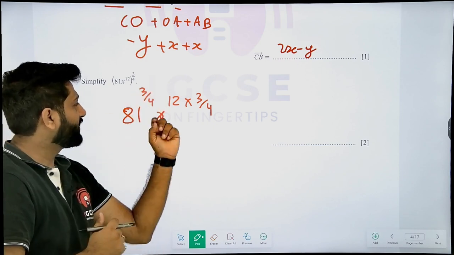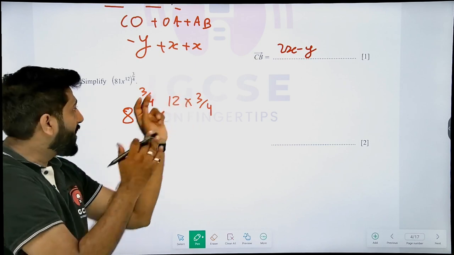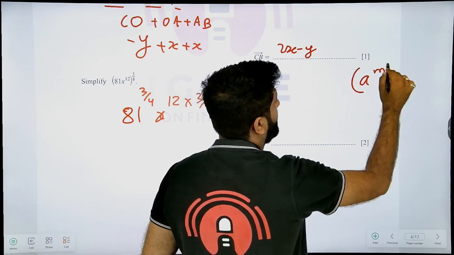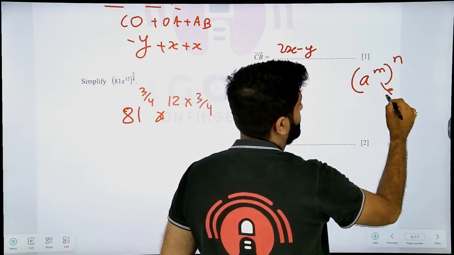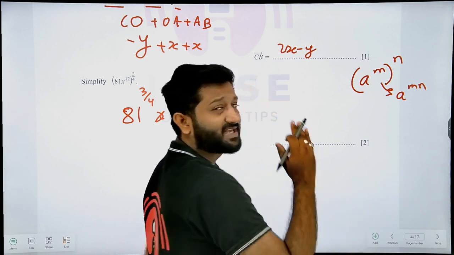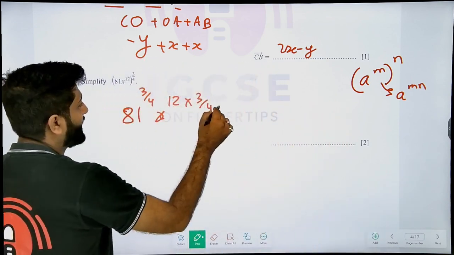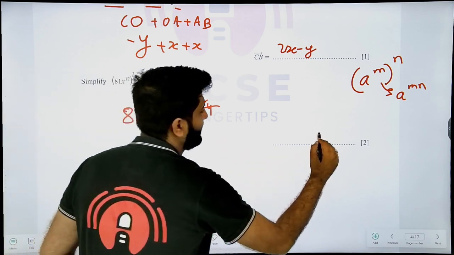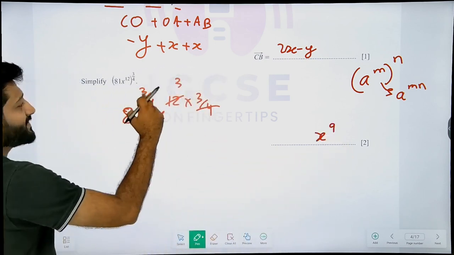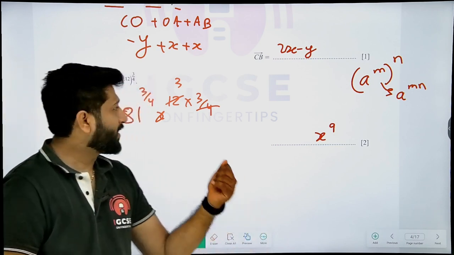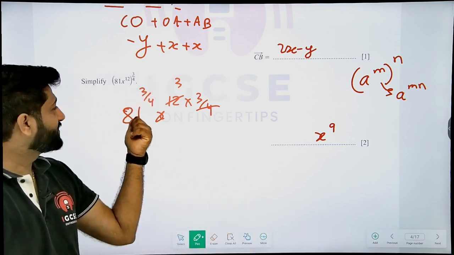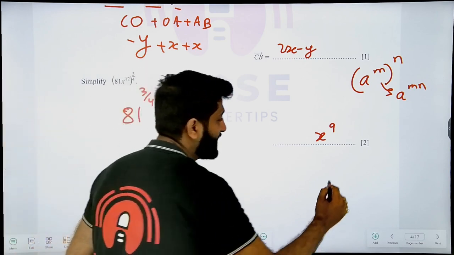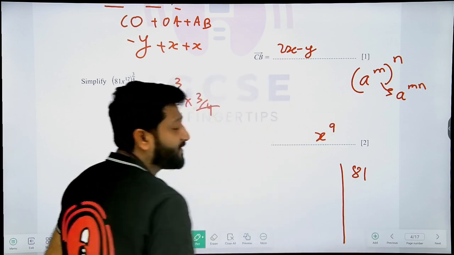81 power 3 by 4 into x power 12 power 3 by 4. Now we know if I have a term which is a power m, raised to power n, it is going to be a power m into n. So I can simplify this as 4 threes are 12, so I have x power 9. Now how do I simplify this? I think you should remember this is 3 power 4. But in case you do not remember it, you can always solve this using prime factorization.